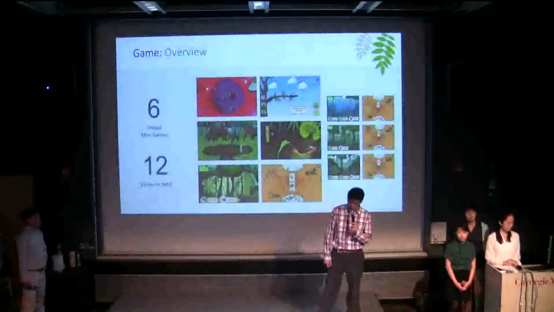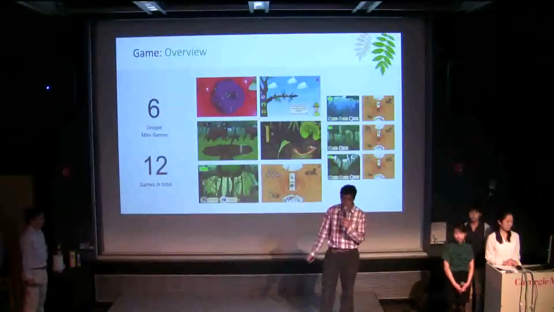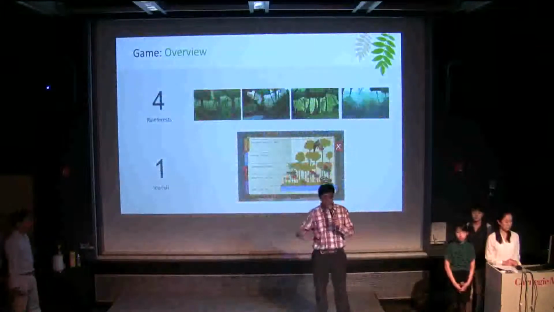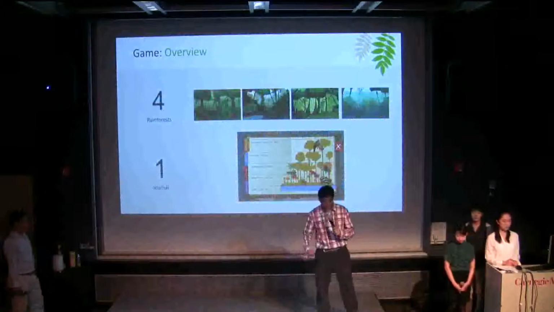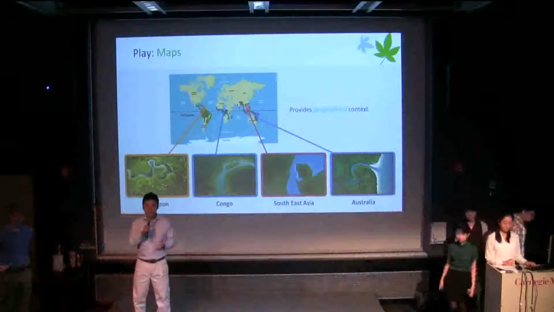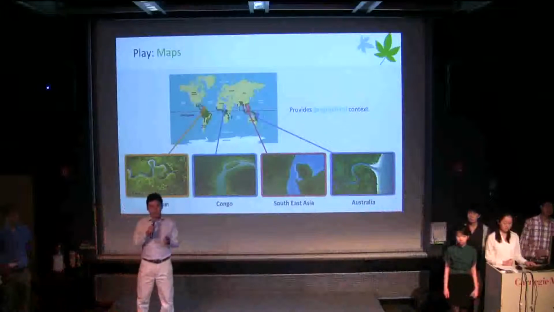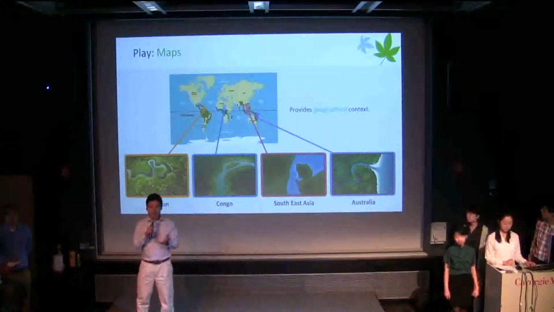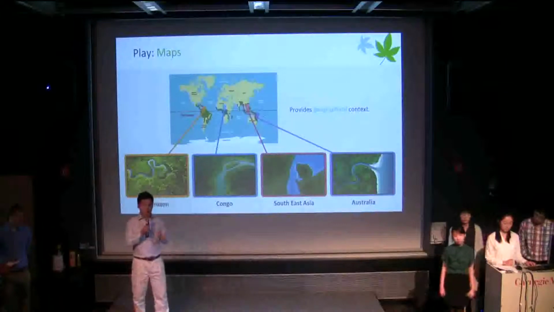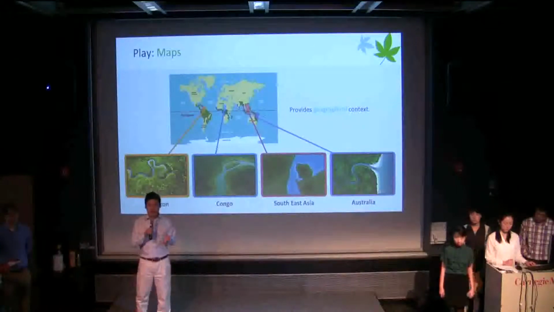To give you a quick overview of our game, we have 6 unique mini games, basically 4 relationship games and 2 reskinnable games, for a total of 12 games over 4 rainforests. And we have a journal that ties the entire experience together. In the beginning of the game, we provide players a geographical context by showing them 4 different rainforests on the world map. By doing this, we are able to get children away from thinking that there is only one rainforest in the world. When they choose one of the rainforests, they will be led into that particular rainforest and exposed to its sounds and sights.